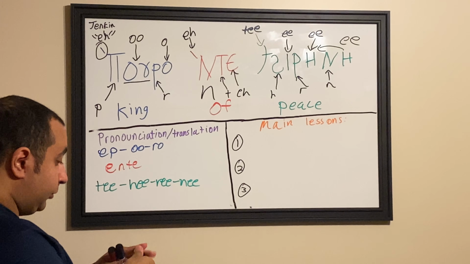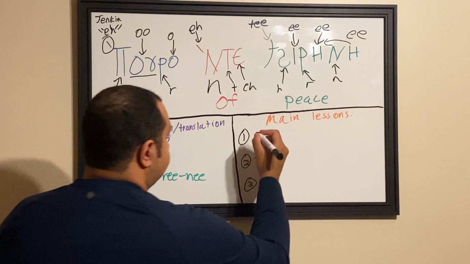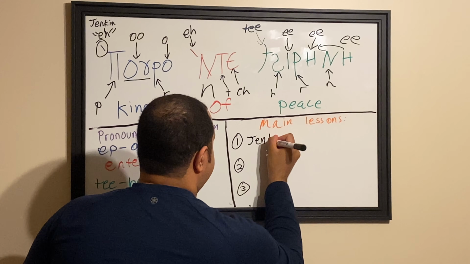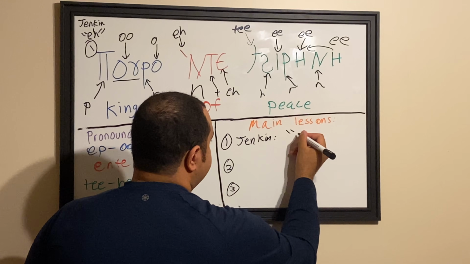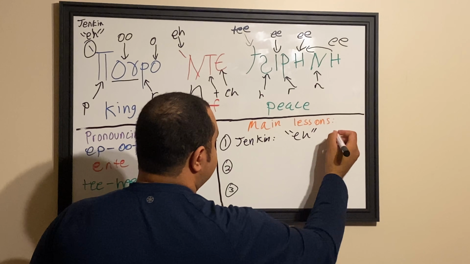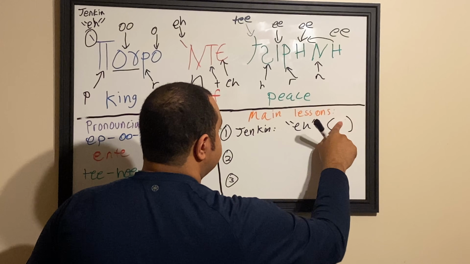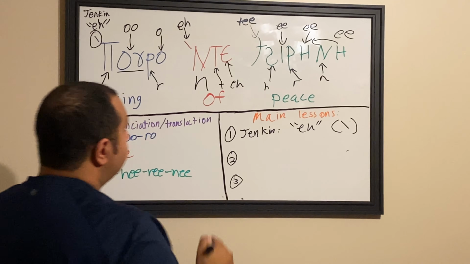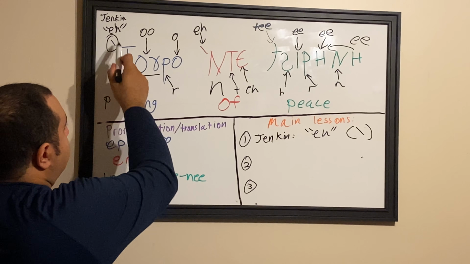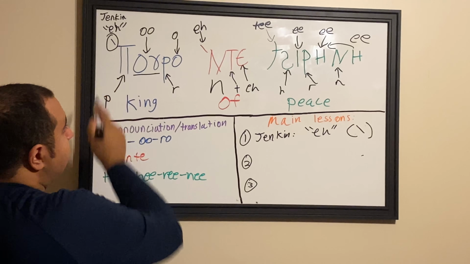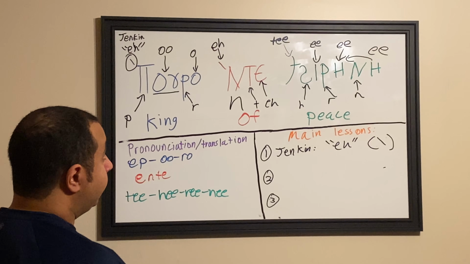So, there's 3 main lessons we should take away from this. The first one, the jenkin, right? Separate syllables by making an EH sound, and it looks like a little dash, and it's usually on top of the letters. In this case, they were all at the beginning of the word, but sometimes they can also be in the middle of the word.